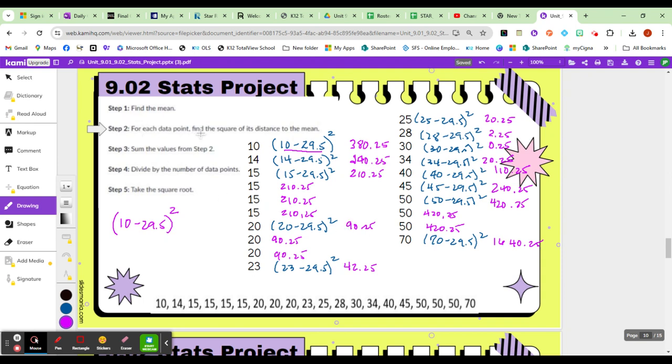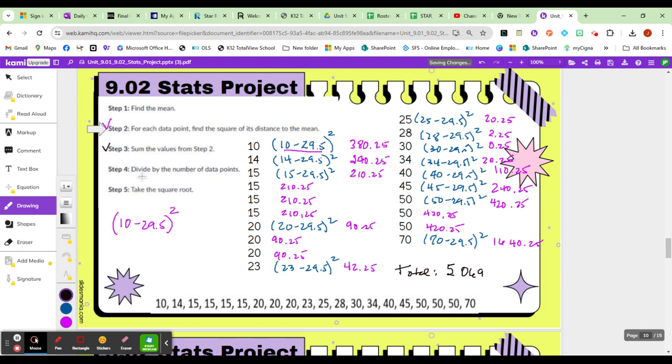Okay, so for each data point, find the square of its distance to the mean. So that's what we just did. That's step 2. Okay, check, we did that. Step 3, sum the values from step 2. So I'm going to add all of these up. I've already done that. So I am going to write total for my values. Yours is going to be different, but you're going to add up all these numbers, all these pink numbers. And I got 5,069. So I did that part.